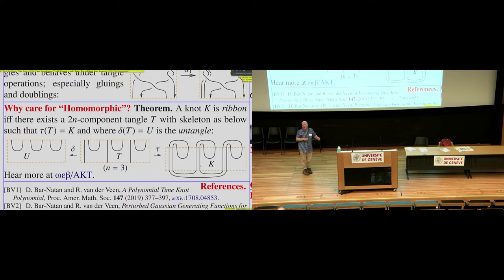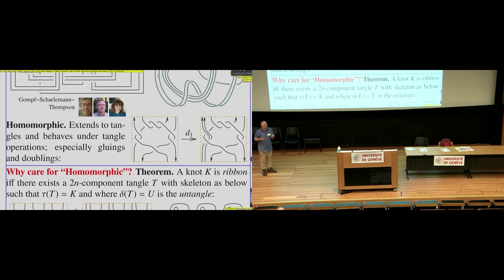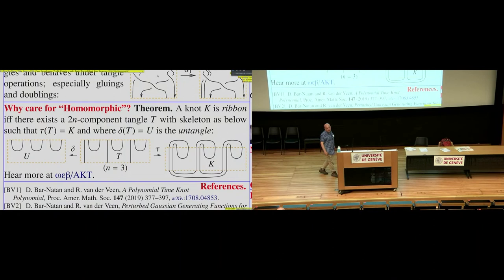And the claim is that this is precisely the collection of all ribbon knots. Why should you care? Because I've just given you an algebraic definition of ribbon knots within the class of all knots, given by some operations, tau and delta, and these operations are compositions of the operations that my invariant is supposed to be respecting, the operations with respect to which I demanded homomorphicity.